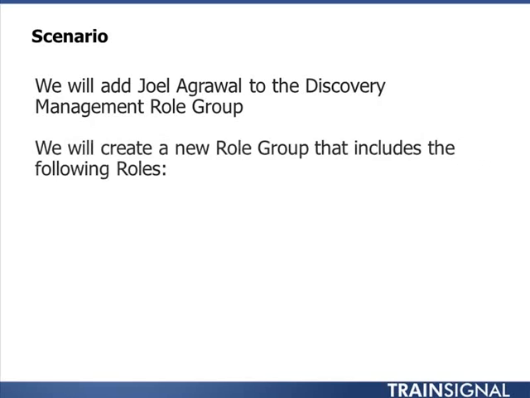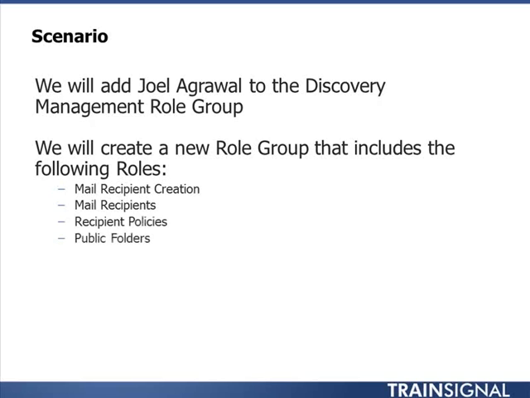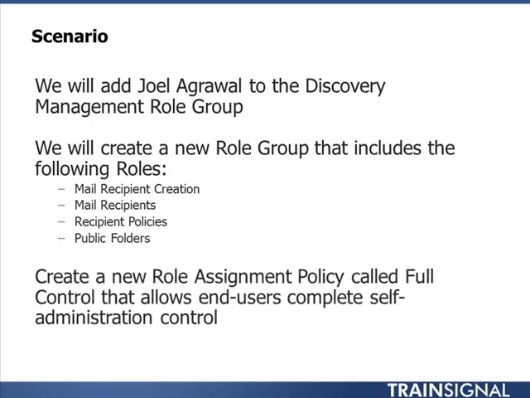Then we're going to create a new role group that includes the following roles: mail recipient creation, mail recipients, recipient policies, and public folders. And then last, we're going to create a new role assignment policy called Full Control that allows end users complete self-administration control. And then we'll apply that policy to 2 of our end users. So that's quite a bit to do. Let's get to it.